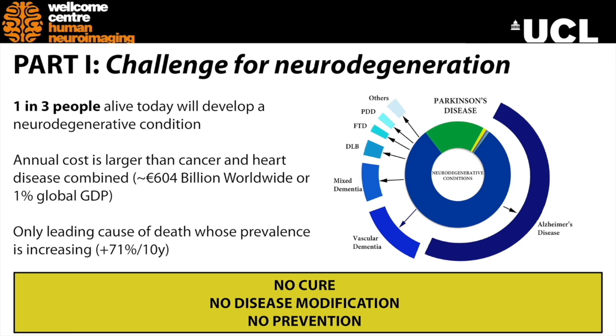or Parkinson's disease. The annual cost currently is larger than cancer and heart disease combined, estimated at around 1% of the global GDP, and it is the only leading cause of death whose prevalence is increasing. Importantly, for all these conditions as things stand, there is no cure, no disease modification, and no prevention.